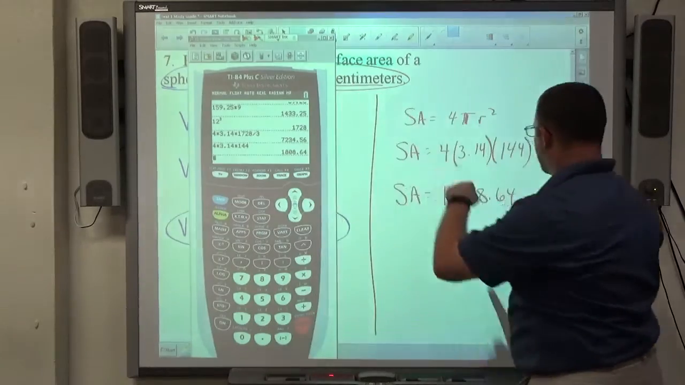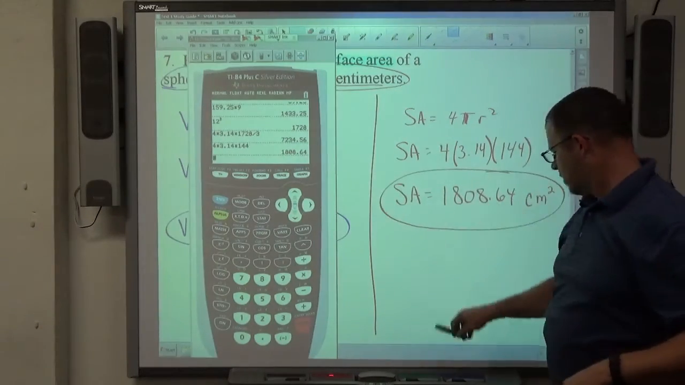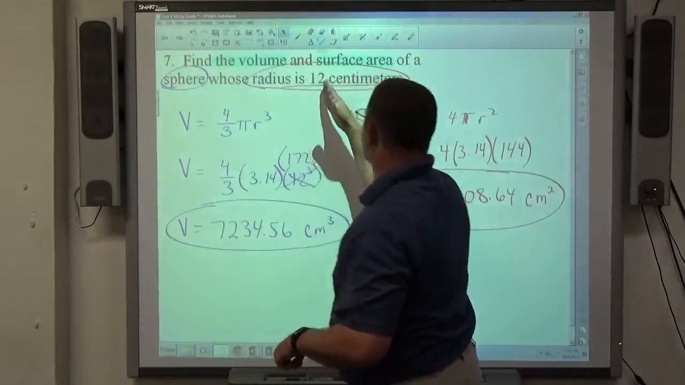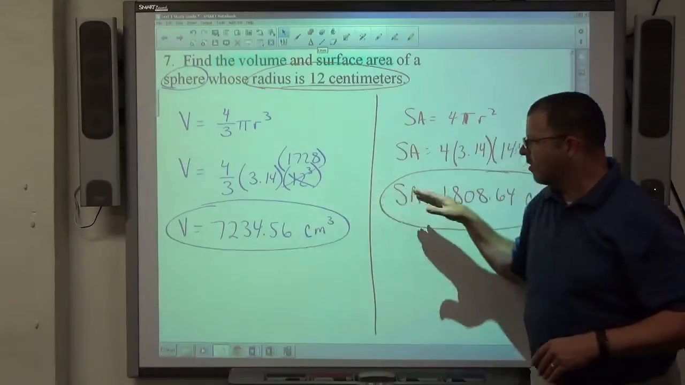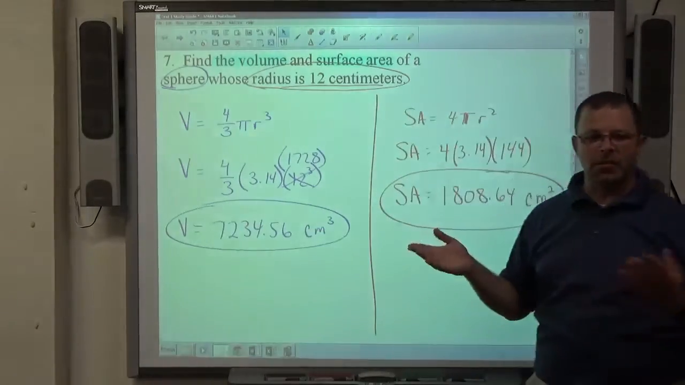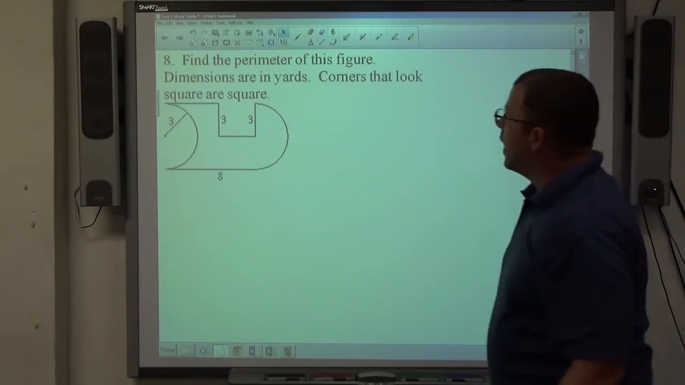Again, dimensions are in centimeters, so that's going to be centimeters squared. And notice once again, it asks for surface area. I wrote surface area equals. So I'm identifying not just the answers, but what the answers represent. Since I'm asked to find two separate things, I'm making sure my paper is labeled properly so that I'm being very clear about what each answer represents. Number 8.